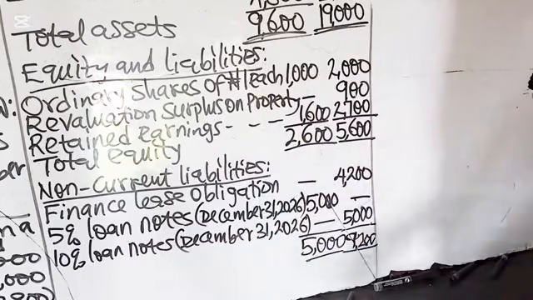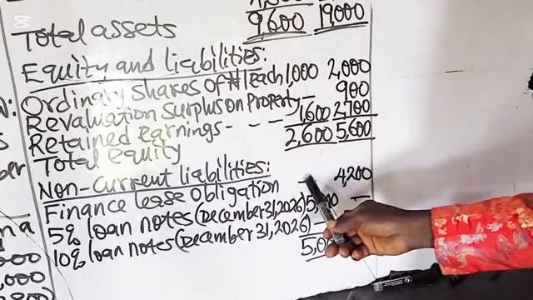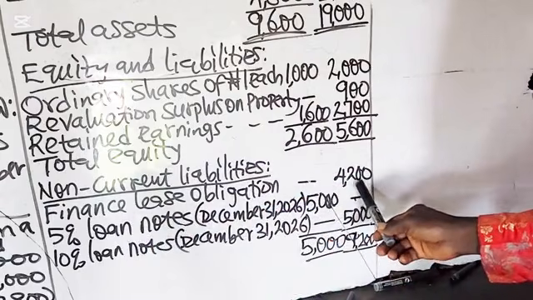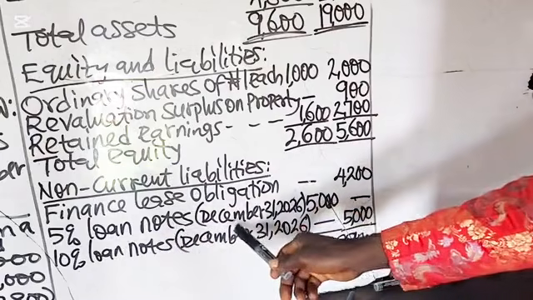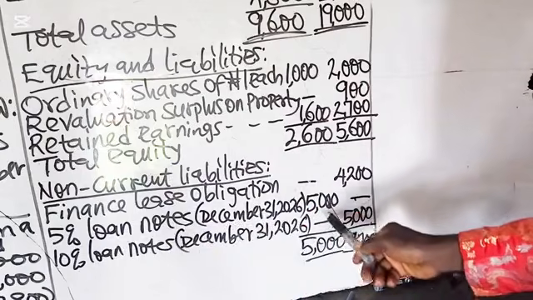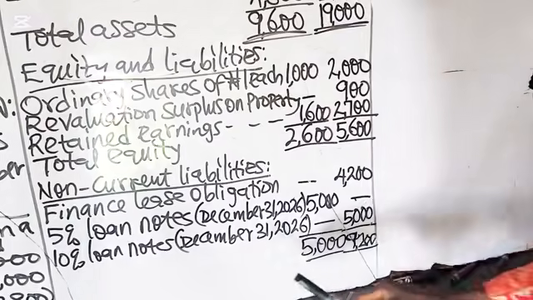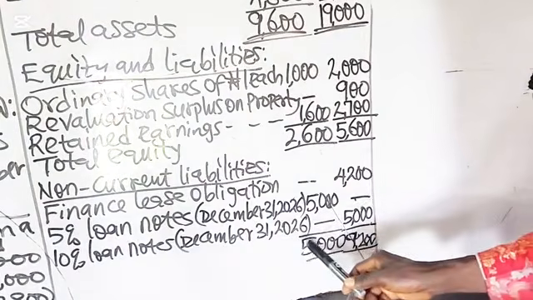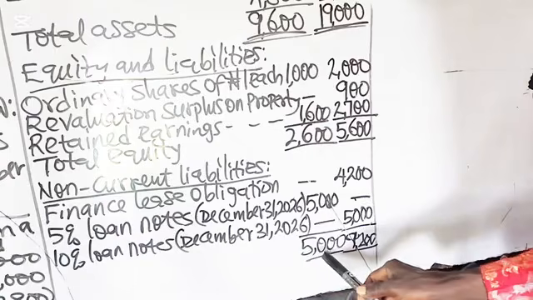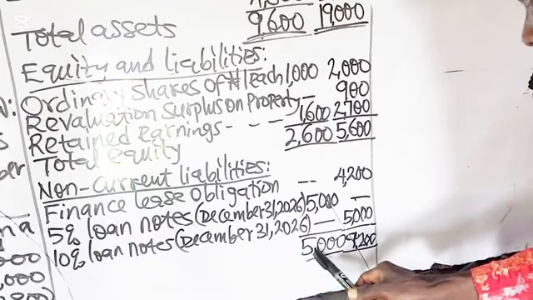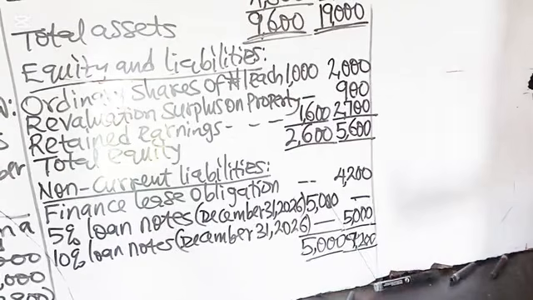Non-current liabilities. It comprises finance lease obligation for Beta Limited nil, Gamma Limited 4.2 million. 5% loan notes, December 31st, 2026: Beta Limited 5 million, Gamma Limited nil. 10% loan notes, December 31st, 2026: Beta Limited nil, Gamma Limited 5 million. Then the total of the non-current liabilities of Beta Limited is 5 million. That of Gamma Limited is 9.2 million naira.